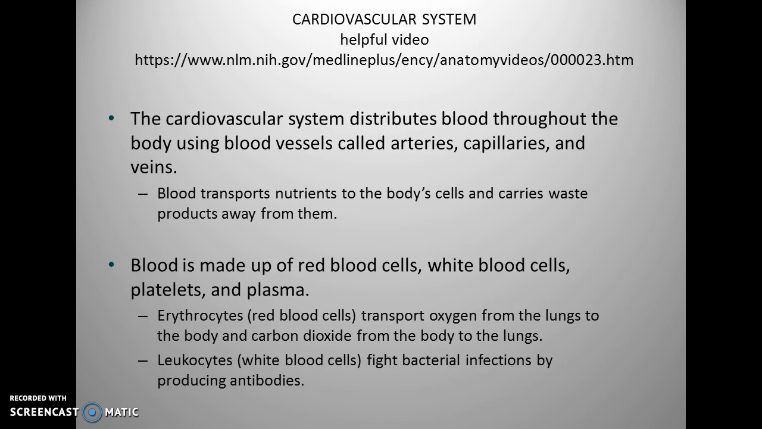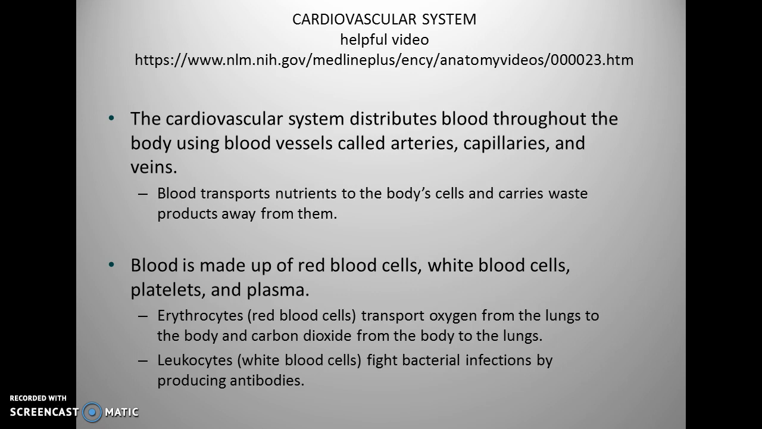There are four major components associated with blood. There are the red blood cells, white blood cells, the platelets, and the plasma. The red blood cells, again, carry the oxygen to the lung, and from the lung to the cells, and carbon dioxide from the body to the lungs. Those are called erythrocytes, or red blood cells.